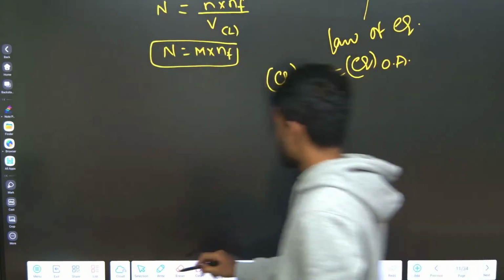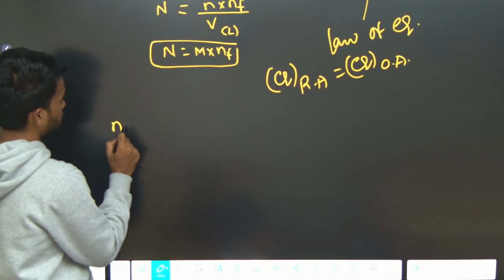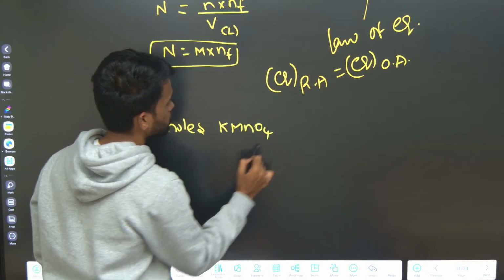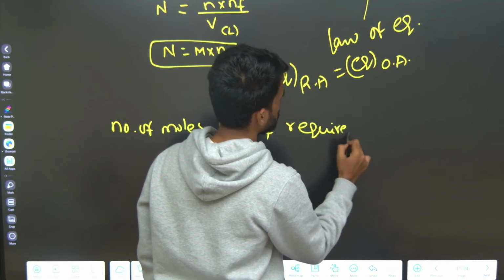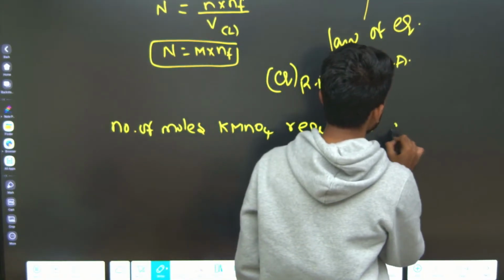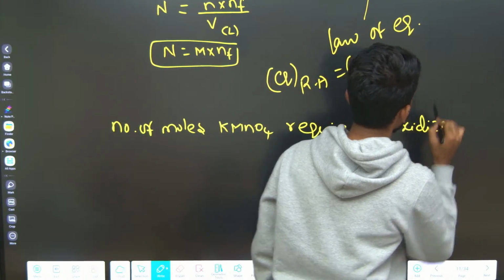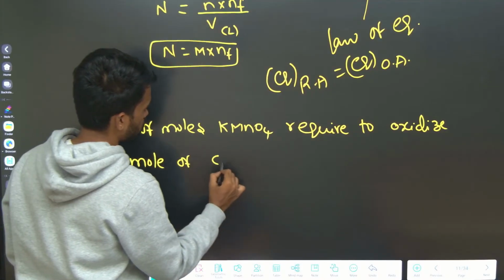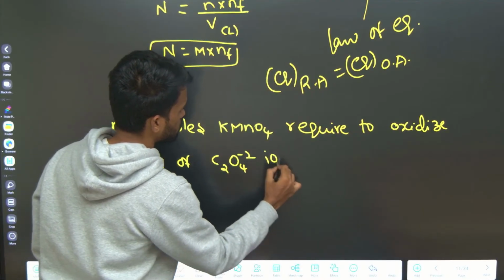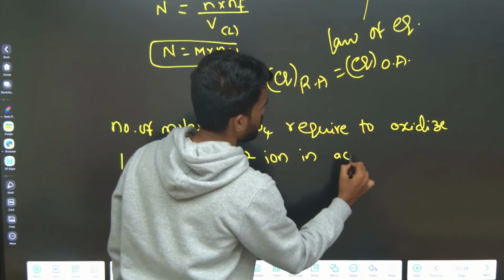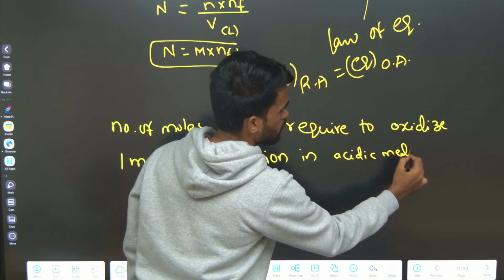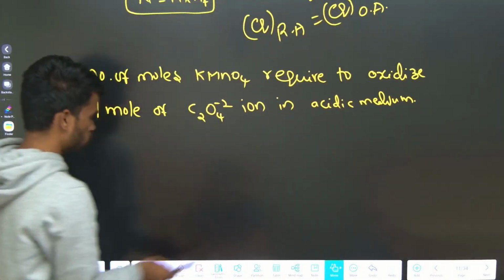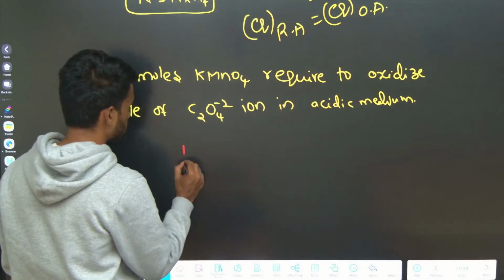For example, I am writing a question. Look, number of moles of KMnO4 required to oxidize 1 mole of oxalate ion in acidic medium. Like this they will give. Okay, simple question. So first of all, you need no balancing of the equation, nothing, just look here.